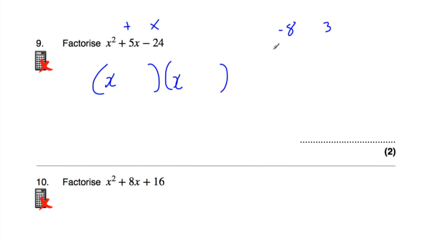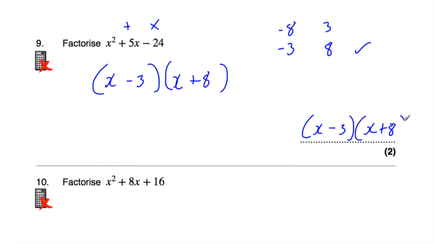But we want it to be 5, so let's try minus 3 and 8. Minus 3 times 8 is equal to minus 24, and minus 3 plus 8 is equal to 5. So that's our option: x minus 3 and x plus 8. If we were asked to factorize x squared plus 5x minus 24, our answer would be x minus 3, close brackets, x plus 8, close brackets.